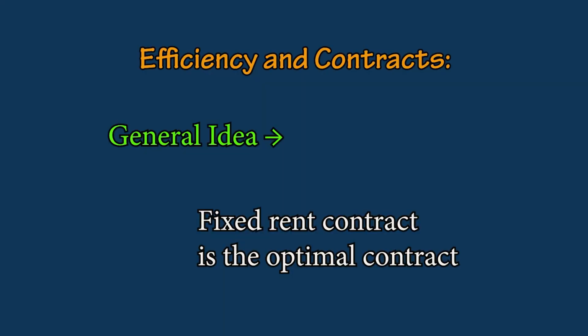There are various ways to compare between the contracts. However, perhaps the best way to compare between the contracts is to compare them in terms of efficiencies. Now, if we compare the contracts in terms of efficiency, we find that there is a general idea. What is the general idea? The general idea is that the fixed rent contract is the optimal form of contract.